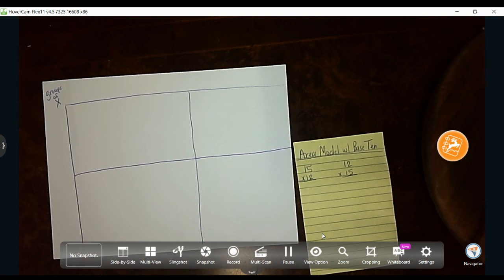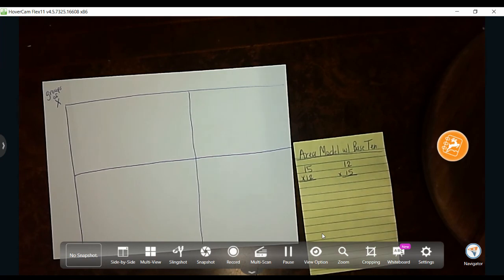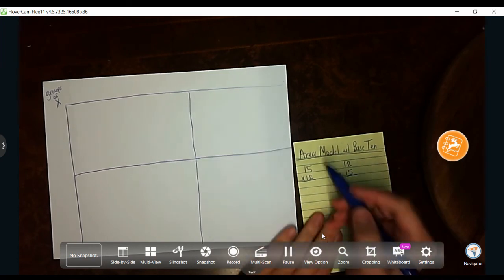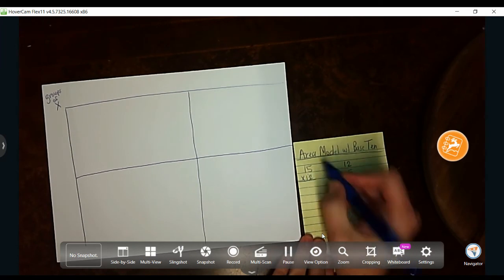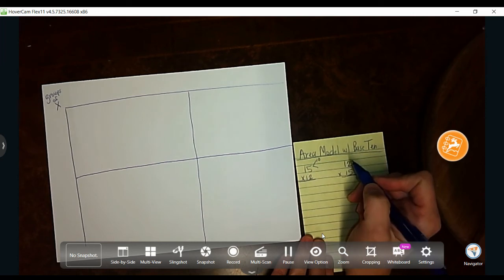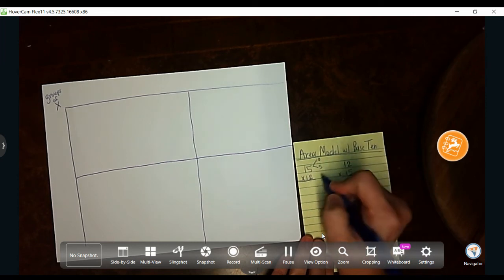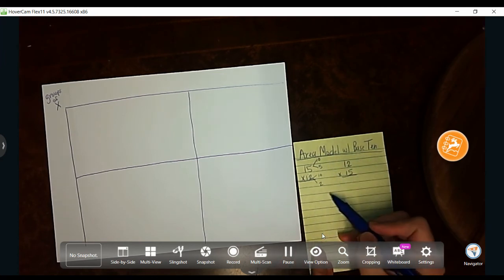So we're going to start today multiplying 15 times 12. And where I want to start first is decomposing. So when we decompose, we are taking this 15 and we're breaking it down. We're going to break this 15 down to 10 and 5. And we're going to do the same thing for this 12, 10 and 2. This is going to help us in our area model to break this problem up.